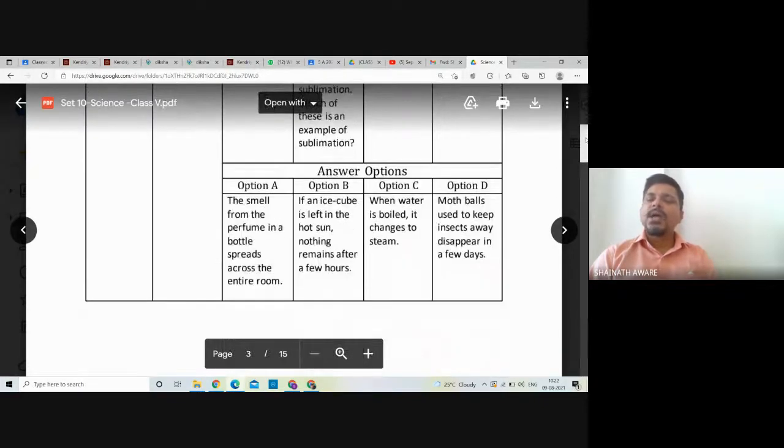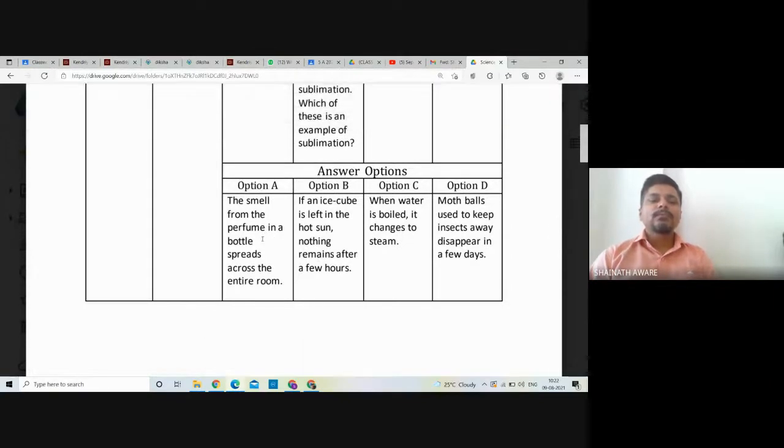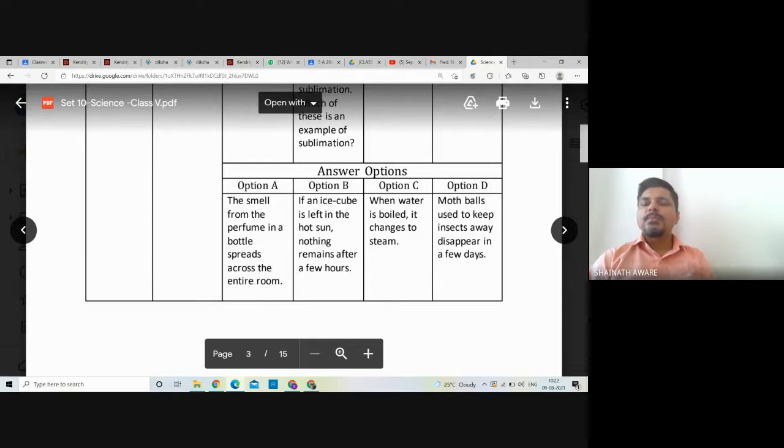Here, since you know sublimation, I have asked a question. The smell from the perfume in a bottle spreads across the entire room. An ice cube melts in the hot sun, nothing remains after a while. When water is boiled, it changes to steam. Mothballs used to keep insects away disappear in a few days. Which is correct? A solid thing that directly becomes gas, which answer is correct? D. D is the correct answer.